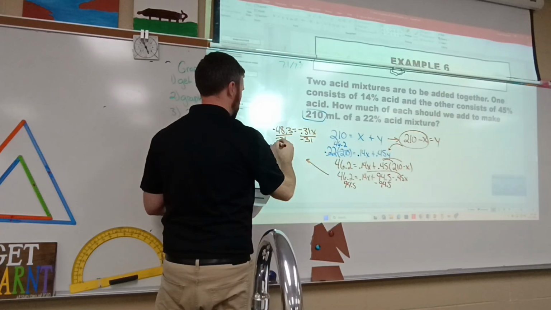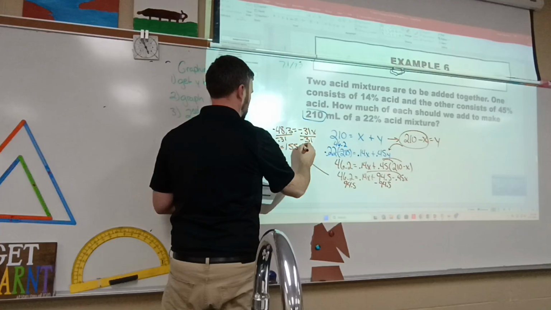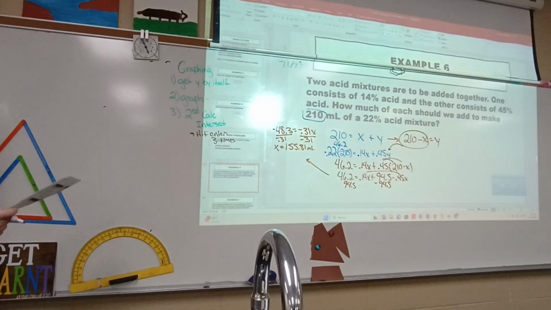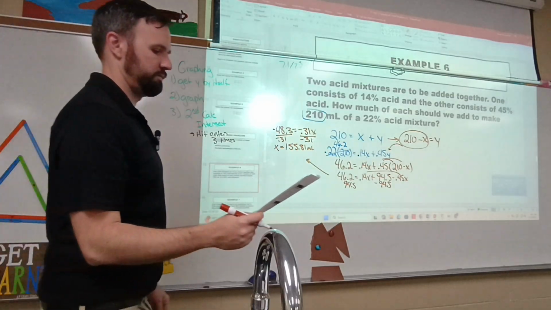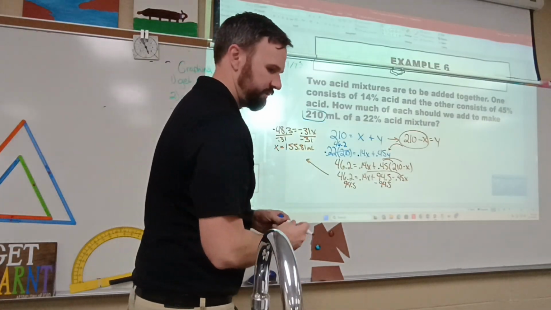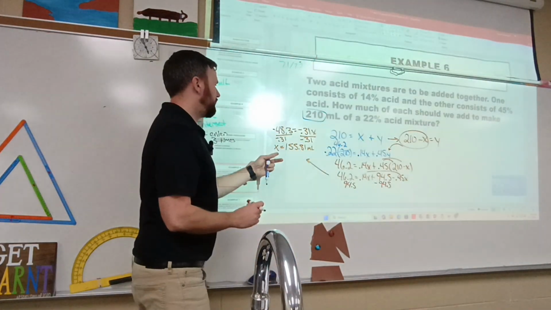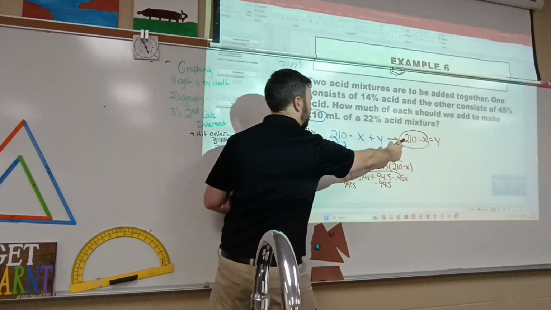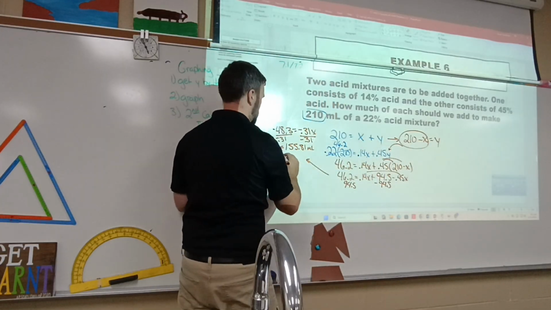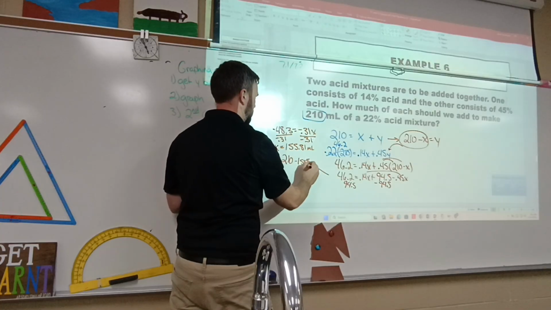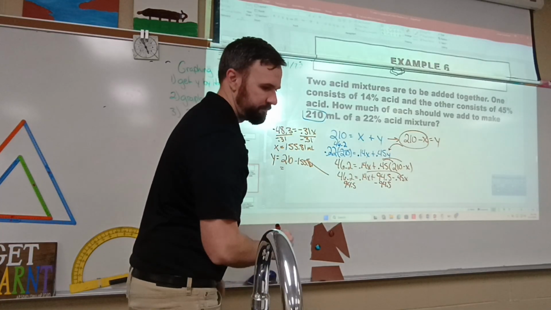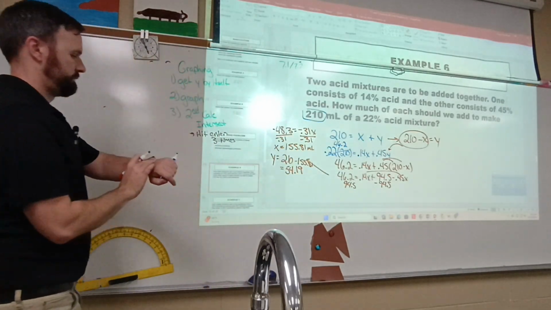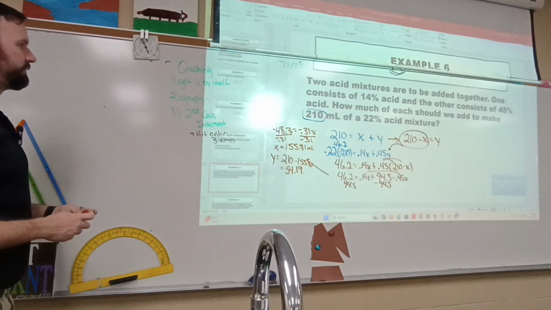So I got x is 155.81 milliliters, if you want to be real cool. I used A and B on my sheet because I'm a goofy gusser. All right. How am I going to find y then? Just do that equation. 210 minus 155.81 is 54.19. Perfect.